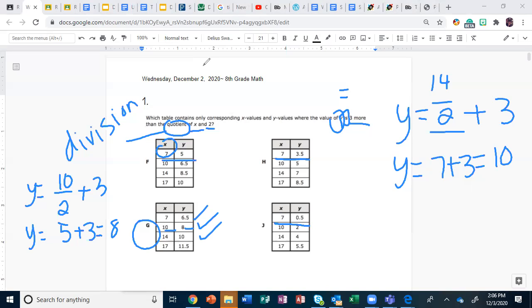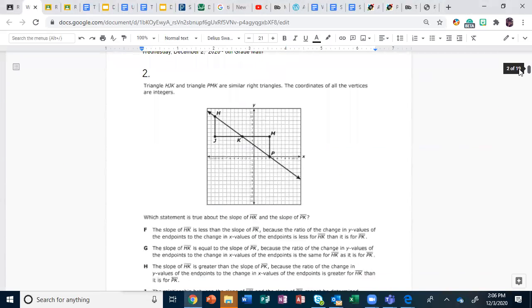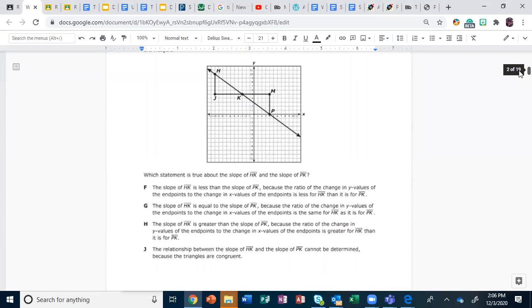So this may seem like a lot. Who thinks this is too much? Nobody? Okay, so that means everybody's going to be okay on the next question. Let's look at the next one. Question number 2, guys. Question number 2 is very similar to that.